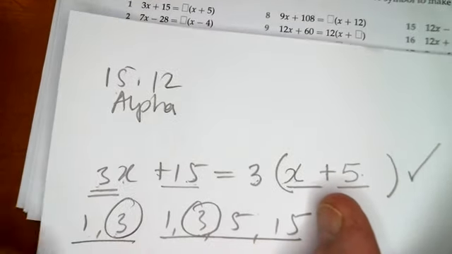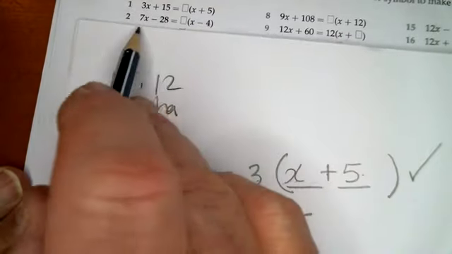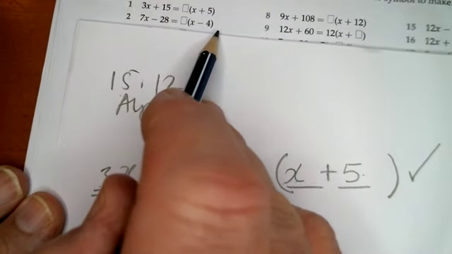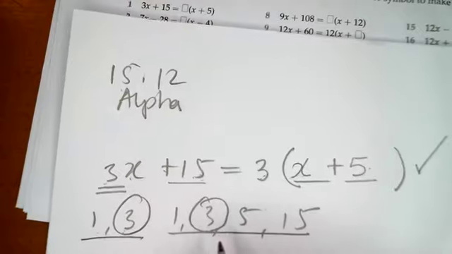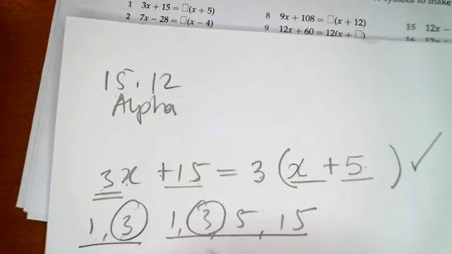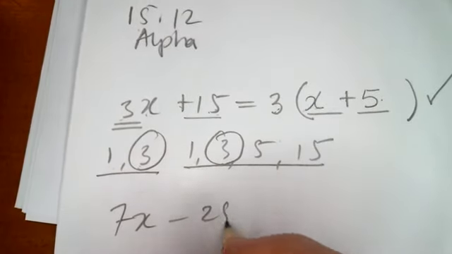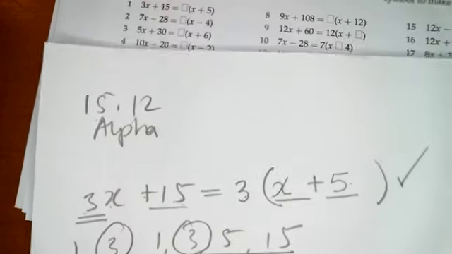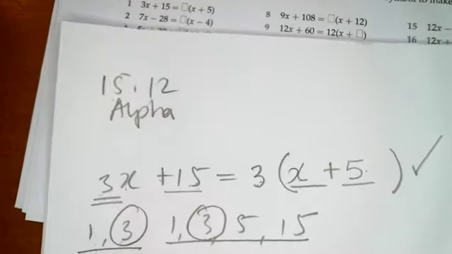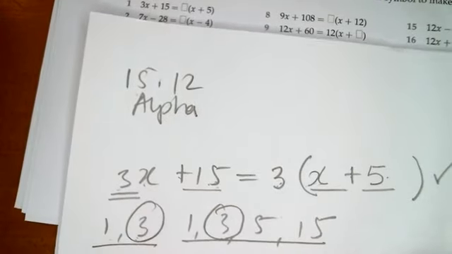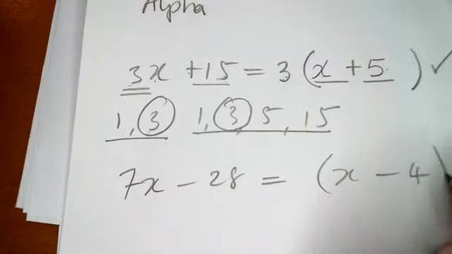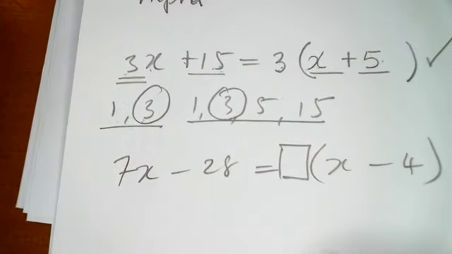All right, let's look at the next one. I've got 7x minus 28 equals something times x minus 4. Here we go. And this is actually nice and simple because it actually helps us with the answer. So I've got 7x minus 28 is equal to something times x minus 4, and we're asked to find that something.